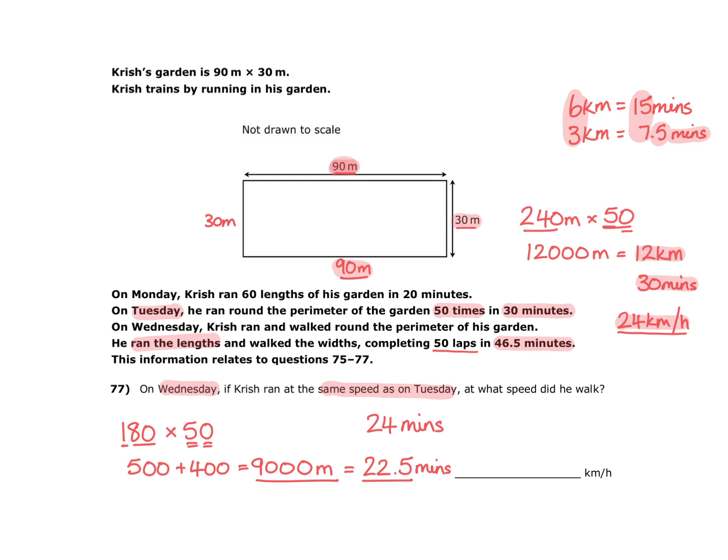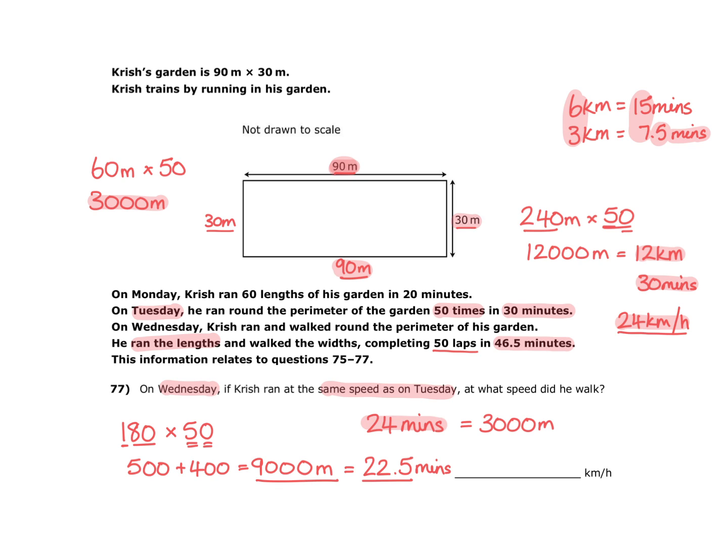This, of course, is the time that he would have spent walking the widths, which are 30 metres each. So every time he goes around the perimeter, 60 metres of that distance travelled is walking. He does this, of course, 50 times, and that means 3,000 metres in total was the distance he walked. We know he walked that 3,000 metres in 24 minutes, so we can say 24 minutes equates to 3,000 metres.